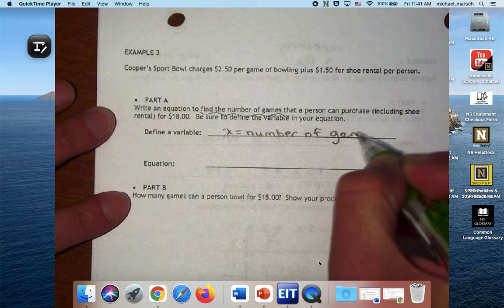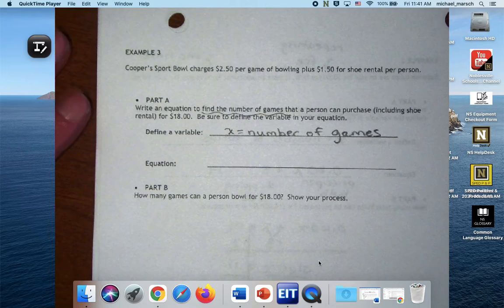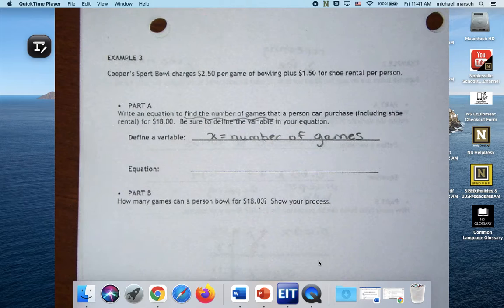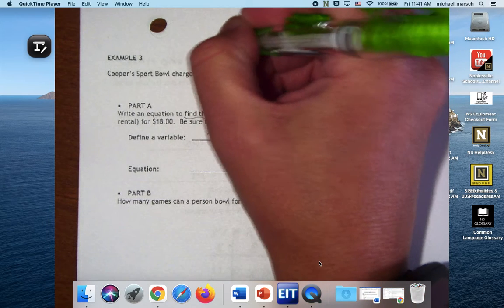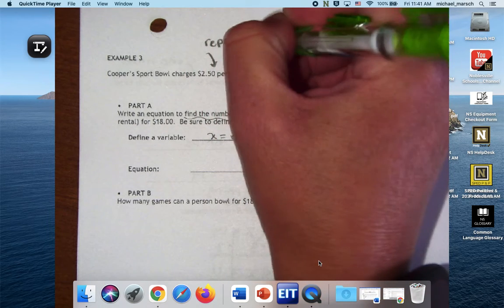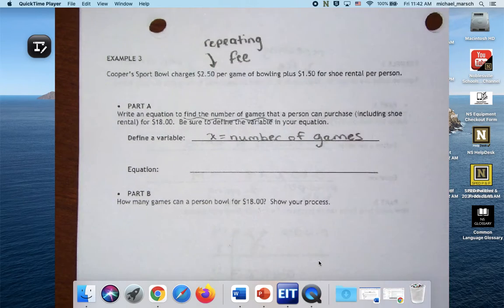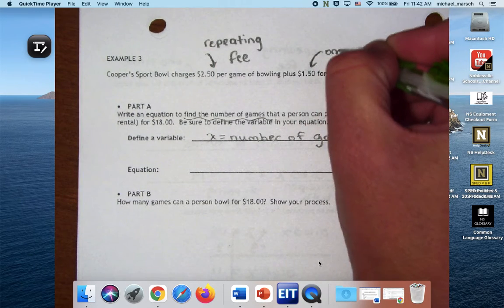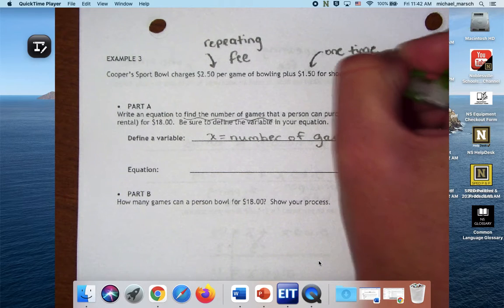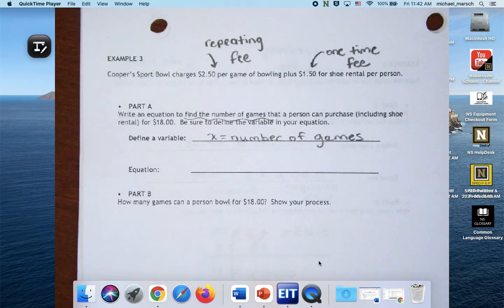See, we have a system here, guys. How do you feel about this system? Not terrible, right? What's my repeating fee? What am I going to pay over and over again? $2.50. Yeah, it's a game. And then this is my one-time fee, kind of like the shipping for the tulips. You don't pay $1.50 every time you play a new game. You just keep the shoes until the end, and then you put them up on the counter.